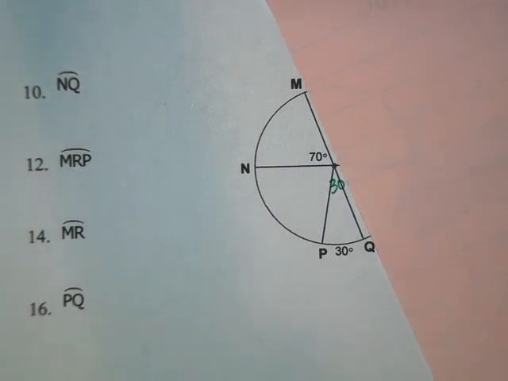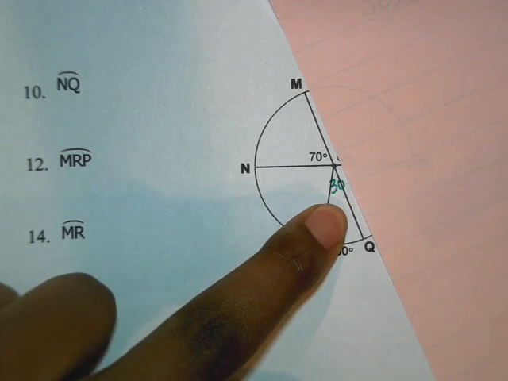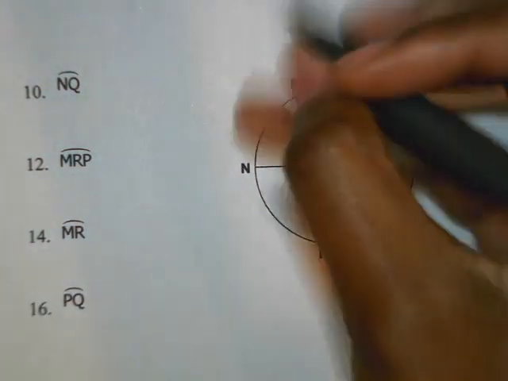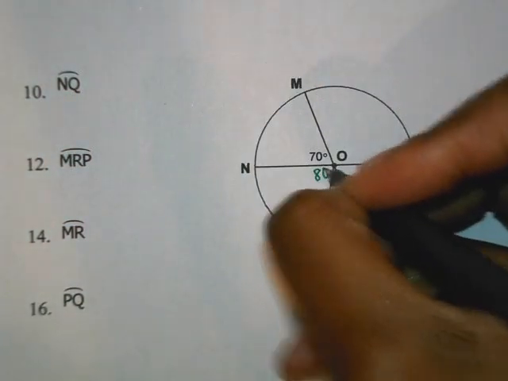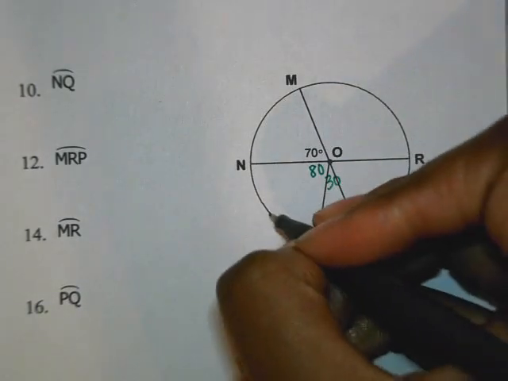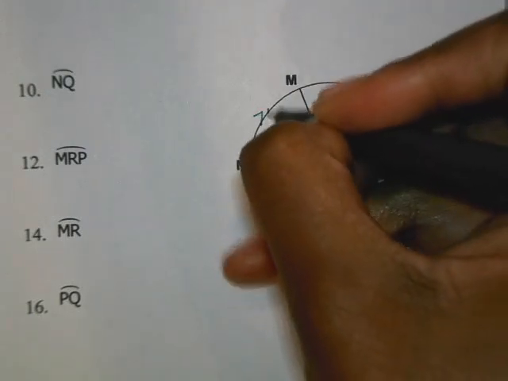They already told me that these 2 pieces are 70 and 30, which equals 100. So if I want to find this missing piece, I'm going to do 180 minus 100, which leaves me with just 80. Okay, and so since we have this done, my central angle is 80, my arc here is 80. My central angle is 70, my arc is 70.